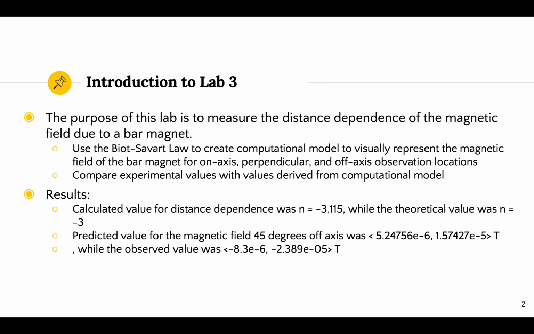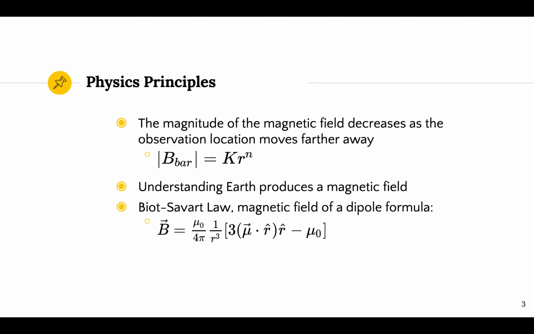The results obtained, as you can see: the calculated value for distance dependence was n equals negative 3.115, while the theoretical value was n equals negative 3. And I have above on the screen the predicted value for magnetic fields 45 degrees off-axis and the observed value, which we'll dive a little bit deeper into later.